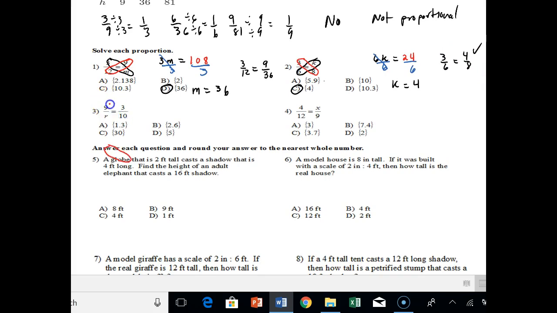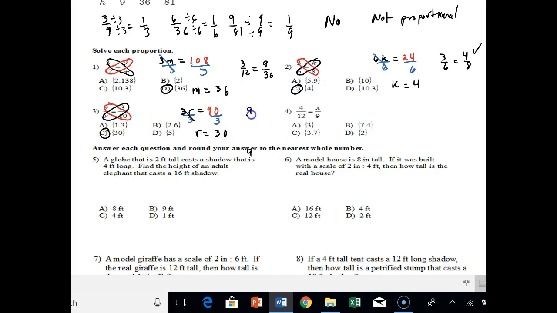9 times 10, oops, and we're also going to be doing r times 3, my fault. So 3r equals 90. Divide both sides now by 3. Those cancel out, so r is equal to 90 divided by 3, which is 30. So let's ask yourself, I think C is the answer.